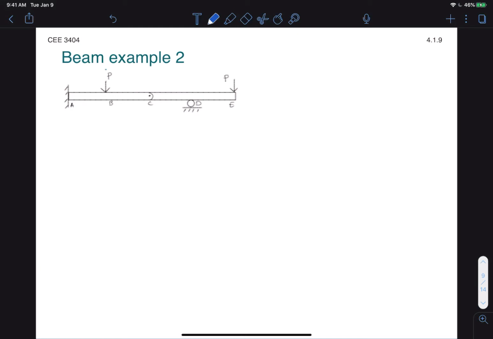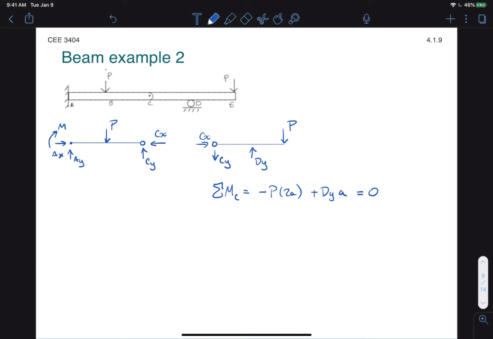Just to practice calculating reactions for these beams, we'll go through that process fairly quickly. What we need to do first is split this beam at the hinge in order to solve for the reactions appropriately. So we'll draw two free body diagrams. Again, I'm careful here to draw the forces equal and opposite for the hinge that we just separated. All right, and I'll start on the right side with the sum of moments around C. From that equation, it should be fairly easy to see that Dy is equal to 2P.